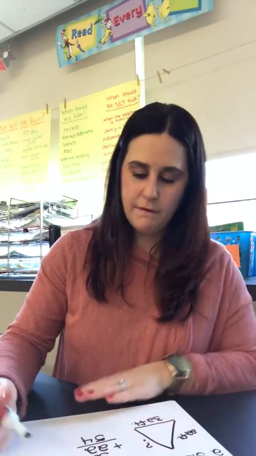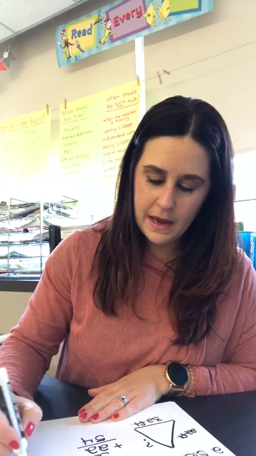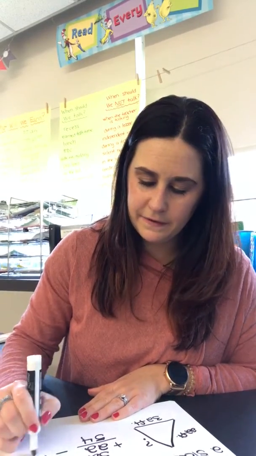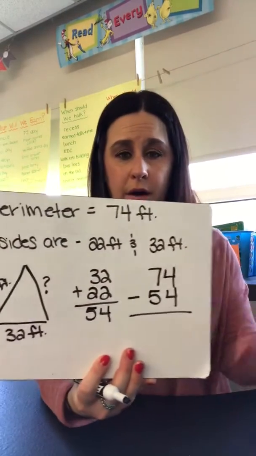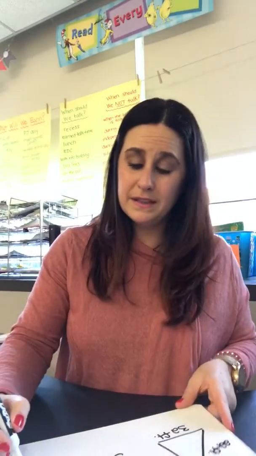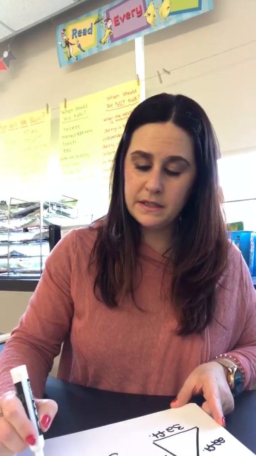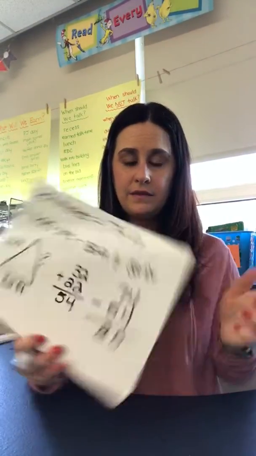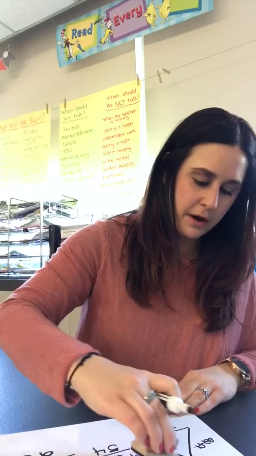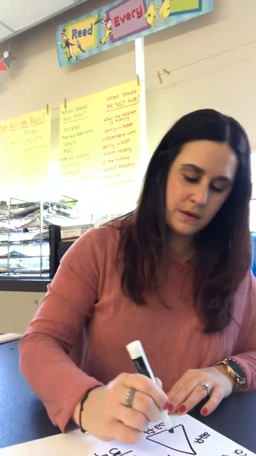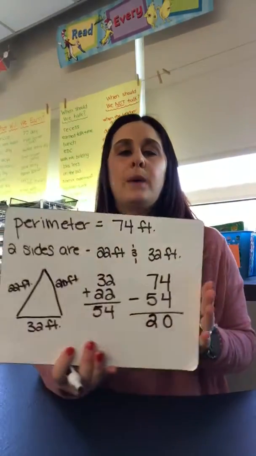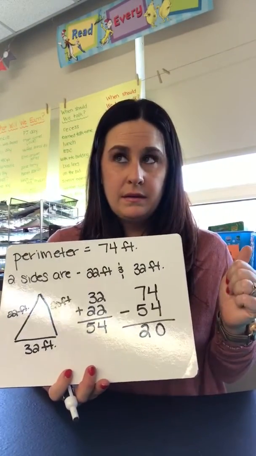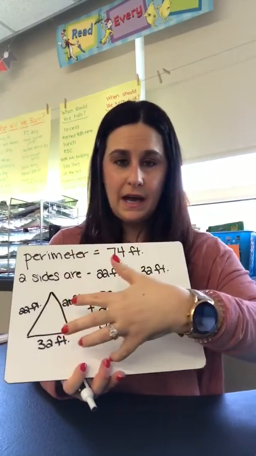So I'm going to take 74 and I'm going to subtract 54. And this one actually comes out nice and easy. I don't have to borrow. I don't have to regroup. 4 minus 4 is 0. 7 minus 5 is 2. So now I can erase this question mark, and this missing side length is going to be 20 feet.